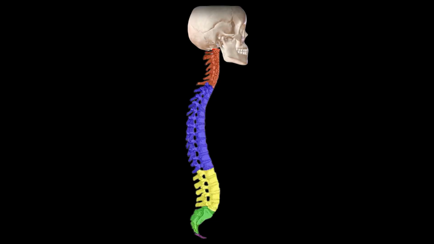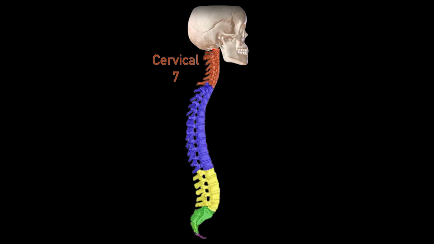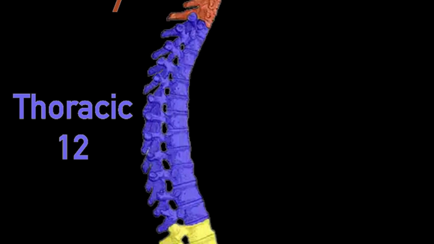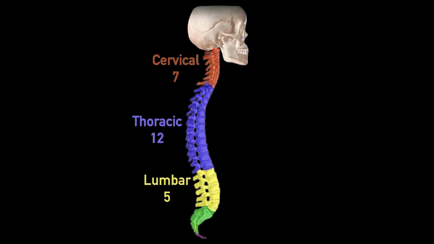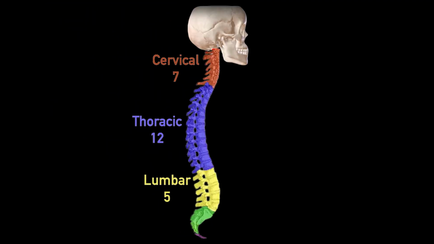Right, now let's get you oriented with some spinal anatomy from this side view. The top section, the neck, has 7 vertebrae, also called the cervical spine. The middle, purple section, shown here without the rib cage attached, is called the thoracic spine and consists of 12 vertebrae. And the bottom section, shown in yellow, are the 5 lumbar vertebrae. Now let's take a look from this posterior view.